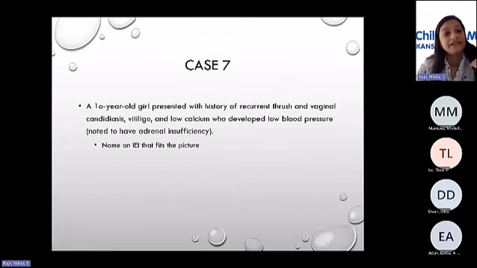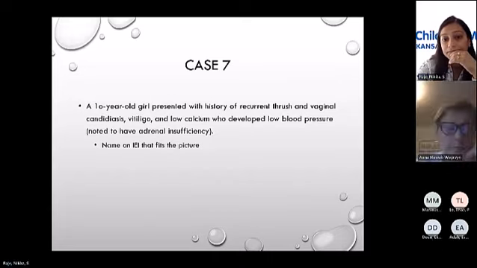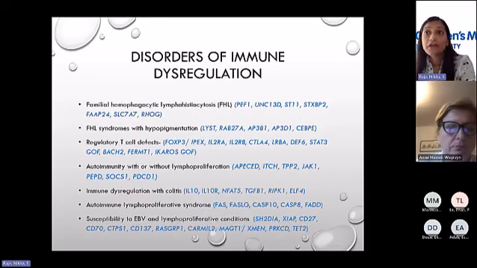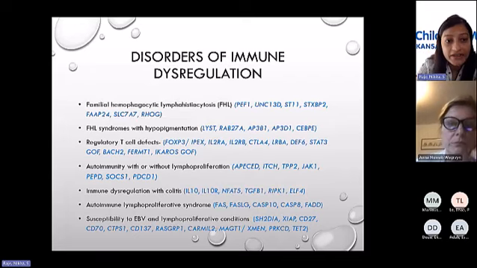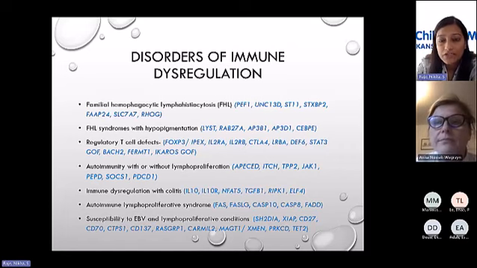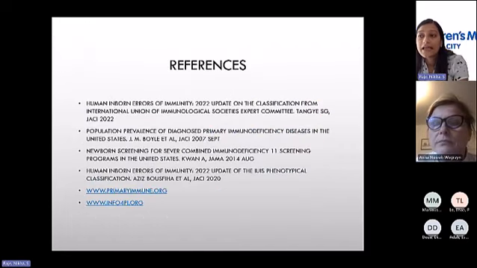And this is the last case: a 10-year-old girl presents with recurrent thrush, vaginal candidiasis, vitiligo, low calcium, low blood pressure, and is noted to have adrenal insufficiency. Can you think of anything? APECED, so APS1, so infections of disorders of immune dysregulation. And there are lots of disorders that can present with specific infections, and we went over some of these. So that was the last slide here.